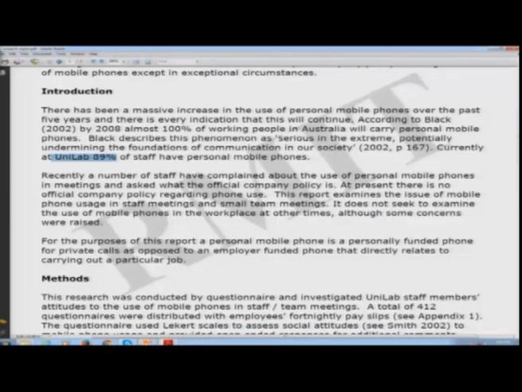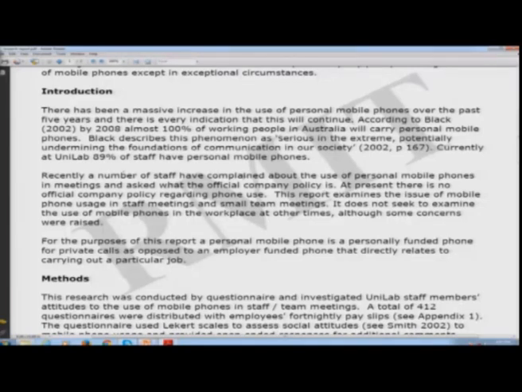Recently, a number of staff have complained about the use of personal mobile phones in meetings and asked what the official company policy is. At present, there is no official company policy regarding phone use. This report examines the issue of mobile phone usage in staff meetings and small team meetings. It does not seek to examine the use of mobile phones in the workplace at other times, although some concerns were raised. So, this clearly comes to the problem which has been explored.